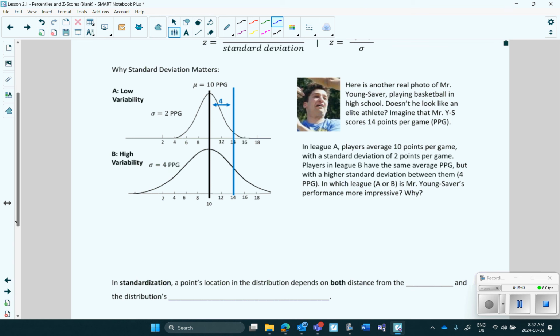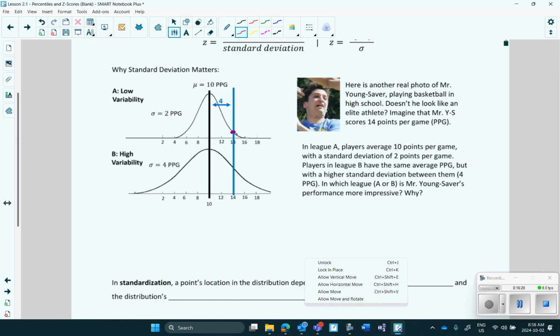And then we've got a distribution of the points per game of two leagues. League A players average 10 points per game. And they have a standard deviation of 2 points per game. League B also has an average or mean of 10 points per game, but with a higher standard deviation. Okay? So that means that in League A, remember he scored 14 points per game. He would be about here.